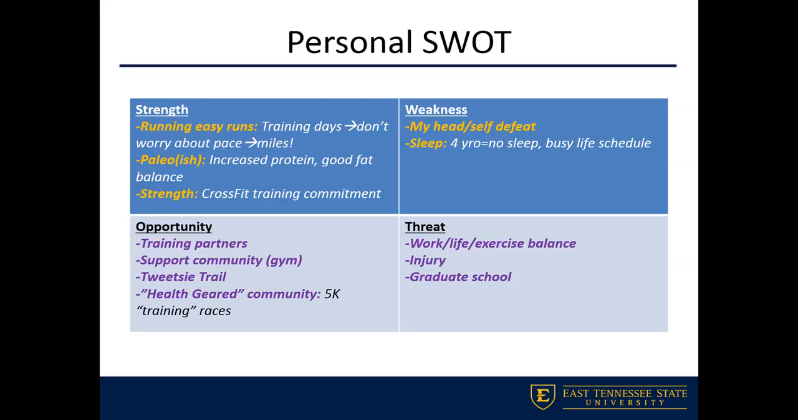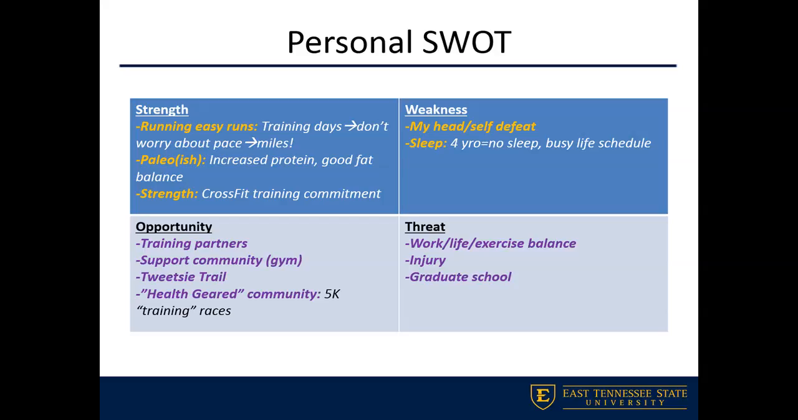Some external opportunities that I identify that could help me achieve my mission, and by that, achieving my goals and my objectives. I have a great support community at my gym that pushes me to lead a healthy lifestyle. We have a great resource in the Tweetsie Trail. I have a perfect place to go run and practice on my training days. And then we live in a very health-geared community, so we have a lot of races, a lot of 5Ks, so I can use those 5K races as more conditioning and more training races to get ready for my overall half marathon and working on bringing my time down by 5 minutes.